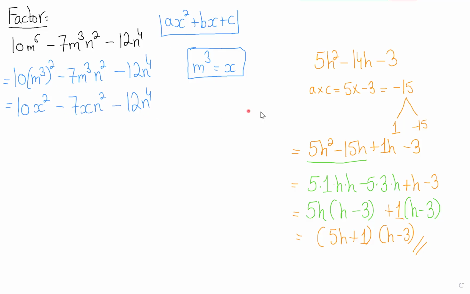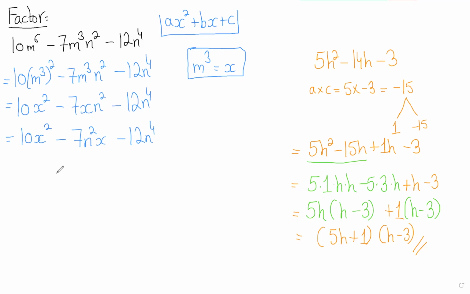Let me write this in a different way, and that way is going to help us to identify our a, b, and c values, right? So this will be 10x squared, and it doesn't matter in what order I multiply, so I'm just going to write this as minus 7n squared x minus 12n to the power of 4. So in this step, instead of writing negative 7x times n squared, I've written negative 7n squared x. I've just changed the order of multiplication, which we can do. There's no problem with that.